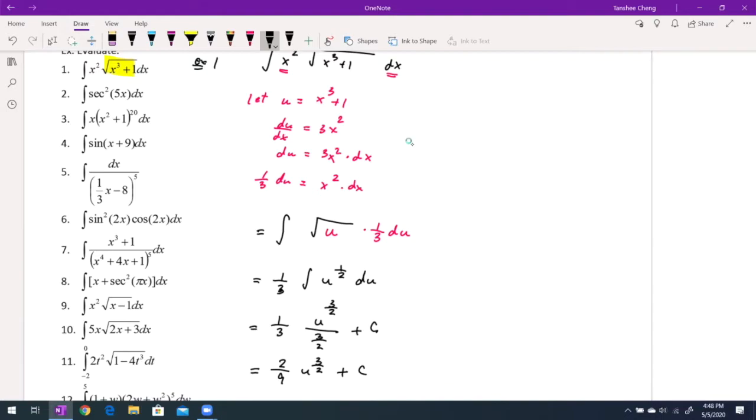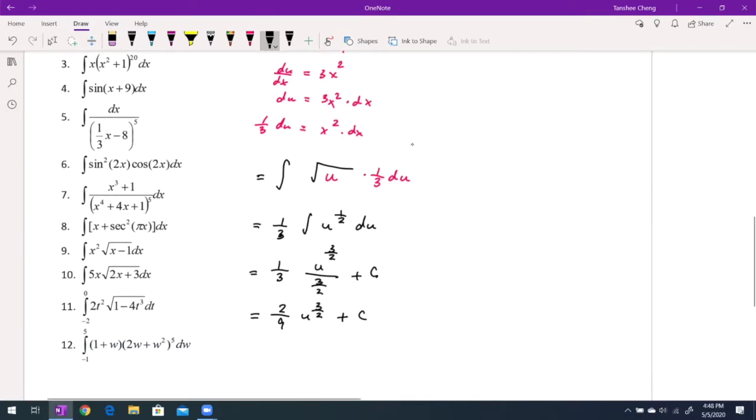Now, you cannot stop right here because the original problem is with the variable of x, a function of x. So now I need to substitute back for the original problem, which is, in this case, 2/9 times my u, that is simply x to the third plus 1, right? My u is x to the third plus 1, and then what? To the 3/2 power plus a constant. And this will be my final answer.